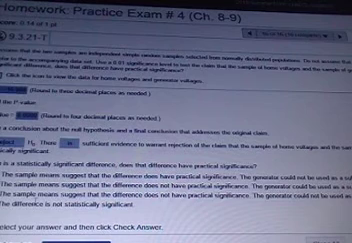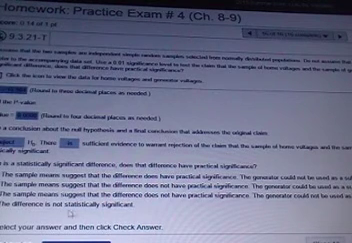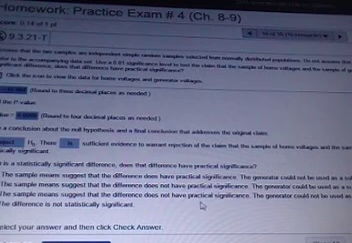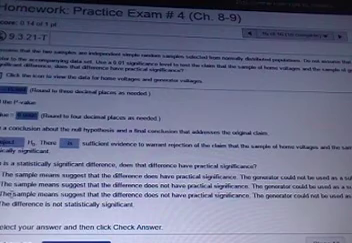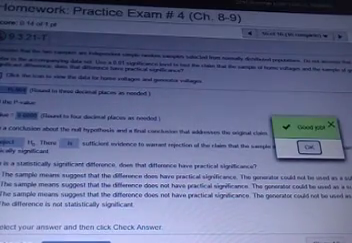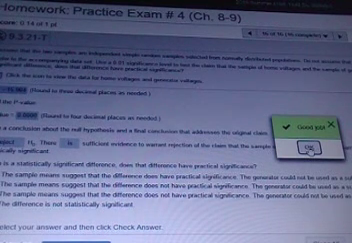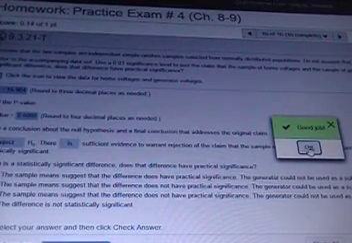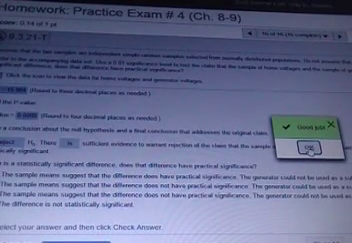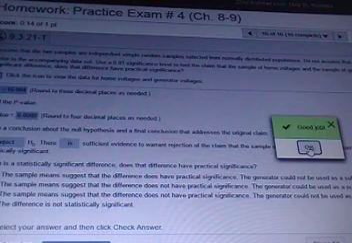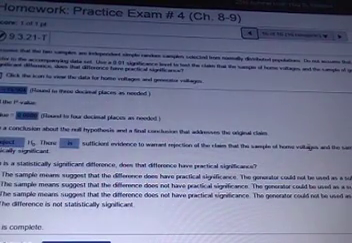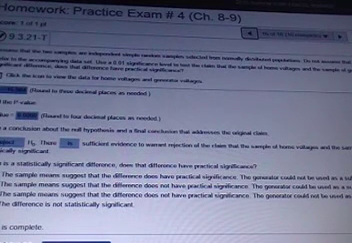The sample means, and you can look at the sample means too, one of them is 123.4, the other is 124.5. They're so close together, suggests that the difference does not have practical significance. The generator could be used as a substitute when needed, because it's not that big of a deal. It's only a difference of 1. When you're already in the hundreds, that's not that big a deal. It'd be like going to buy a television, and one store has it for $1,005, and another store has it for $1,004. When you're already in very large numbers, a difference of $1 isn't a big deal, even if it turns out to be statistically significant.